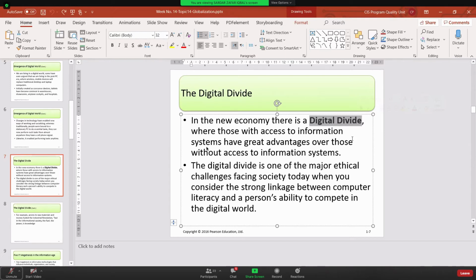Did you get this point, guys? What is the digital divide? Half of the people have full facilities in technology and half of them don't. So this is the digital divide, and ethically it is not a good thing. The digital divide is one of the major ethical challenges facing society today, when you consider the strong linkage between computer literacy and a person's ability to compete in the digital world. What do you think about Saudi Arabia and the digital divide? Can you identify this digital divide here?